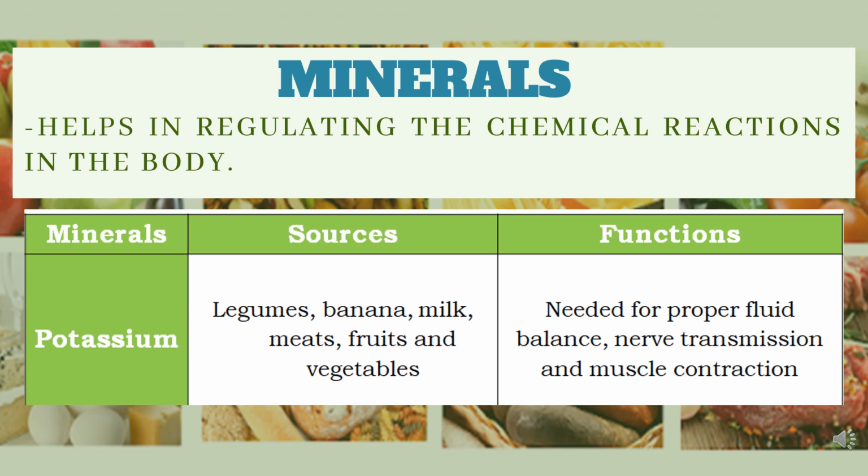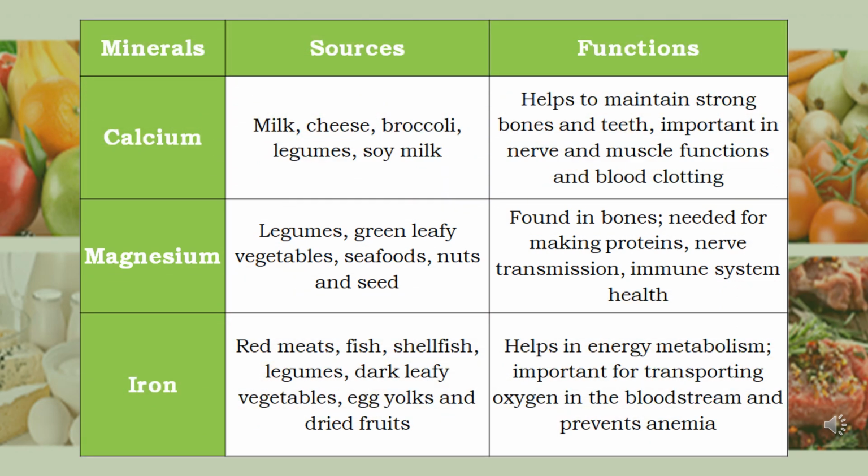Potassium, sources are legumes, banana, milk, meats, fruits, and vegetables. Functions, needed for proper fluid balance, nerve transmission, and muscle contraction. Minerals. Calcium, sources are milk, cheese, broccoli, legumes, and soy milk. Functions, helps to maintain strong bones and teeth, important in nerve and muscle functions and blood clotting.